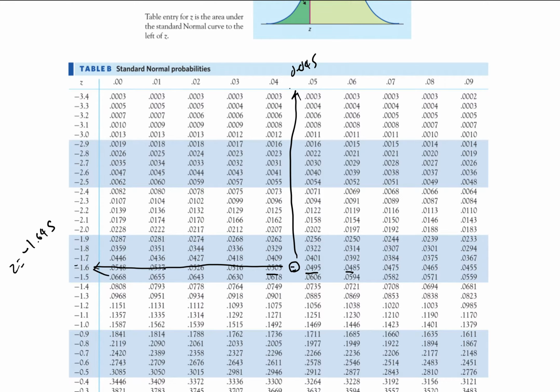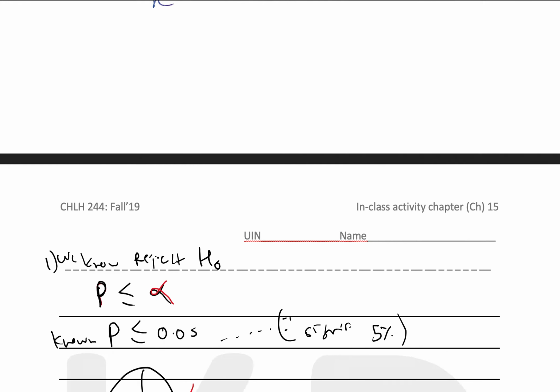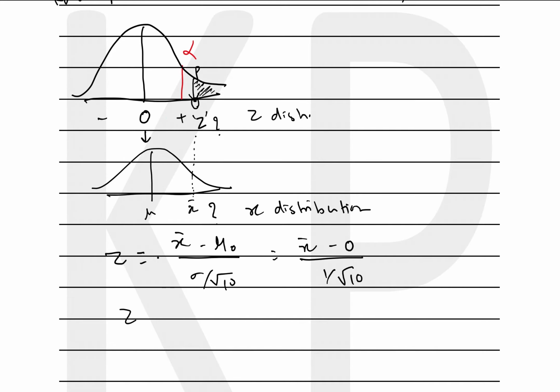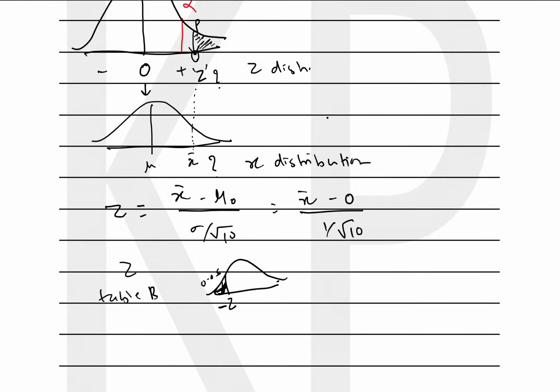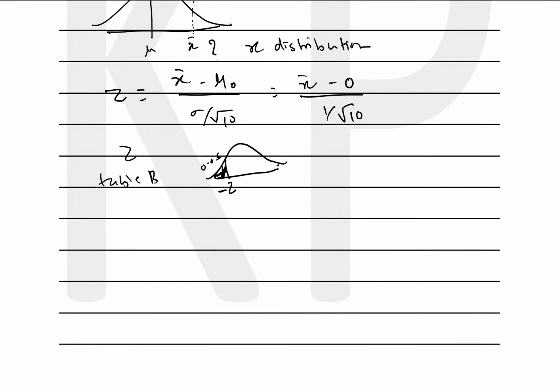1.645. Now it would be negative because table B always gives us the area to the left of the z. So we get this area for this particular negative z when we look at 0.05 here. But we are looking at the hypothesis on the greater side, because we are saying the alternative hypothesis is mu is greater than 0. So we will be highlighting this tail, right?